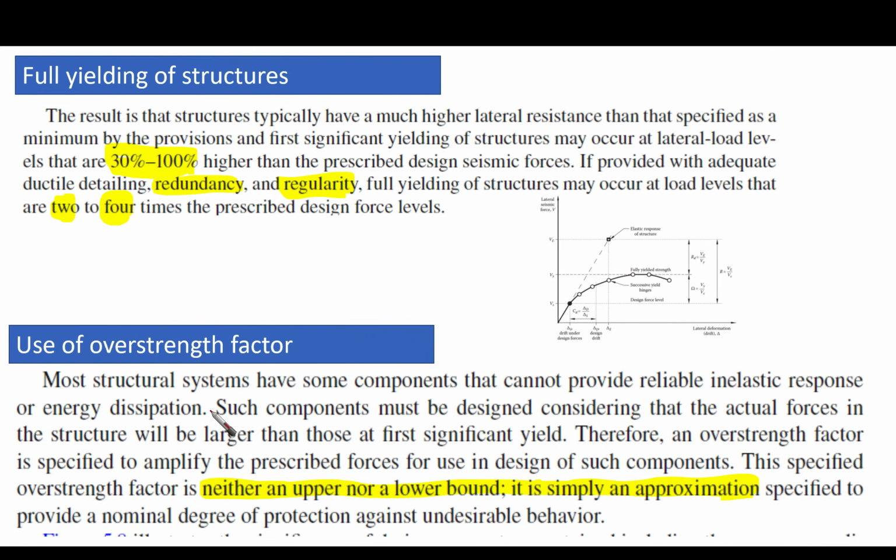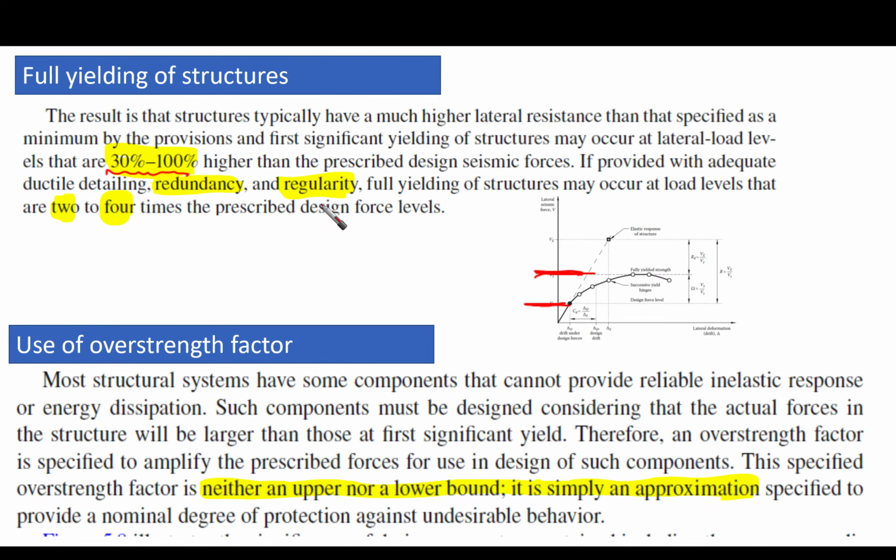Okay, now let's talk about the full yielding of structures. This is the full yielding of structures. The result is that the structures typically have a much higher lateral resistance than that specified as a minimum by the provisions, and first significant yielding of structure may occur at a lateral load level that is 30 to 100% higher than the prescribed design forces. Here, this is the prescribed design forces. Here it is the maximum one, from 30 to 100% higher.